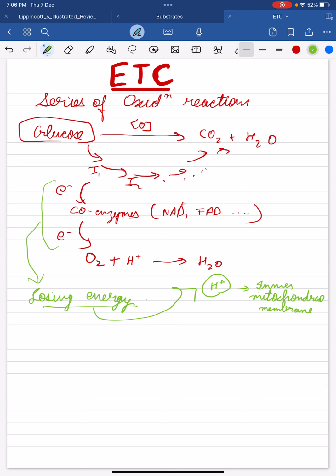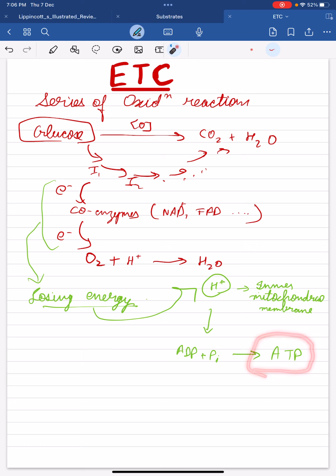And this movement of protons will then be used for conversion of ADP and inorganic phosphate into ATP. So ultimately, the aim is to produce ATP.